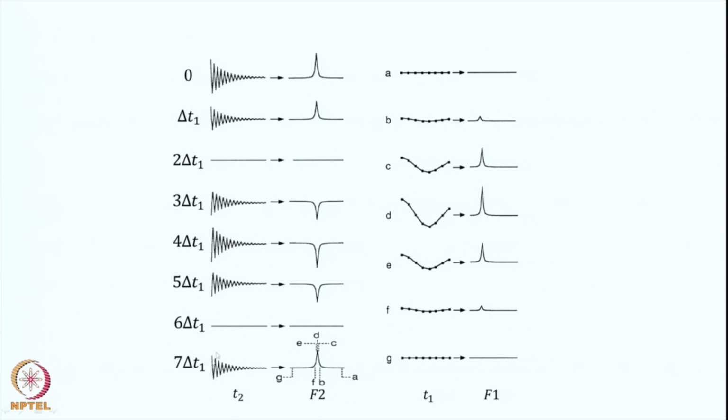Let us say you collect about 256 data points or something like that. So that much time you will have to give. But let us look at what happens afterwards. Now you collected the FID here, and you Fourier transform this along this time axis. This is called the T2 time axis. This is the T2. You get a spectrum which is like this.